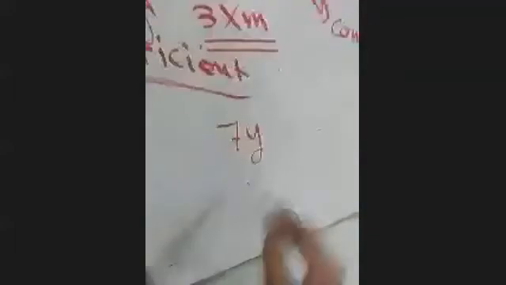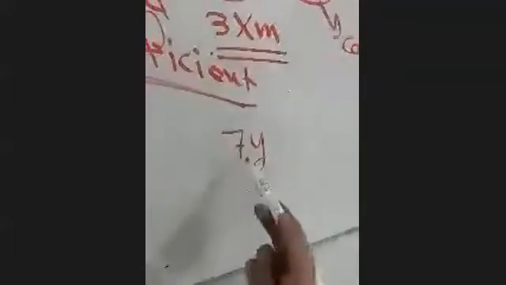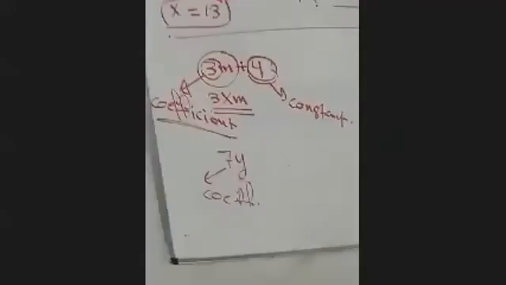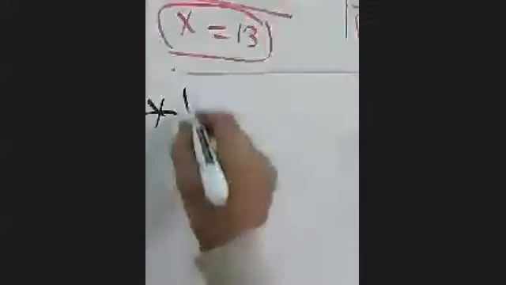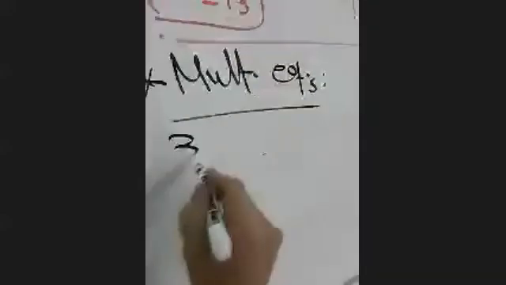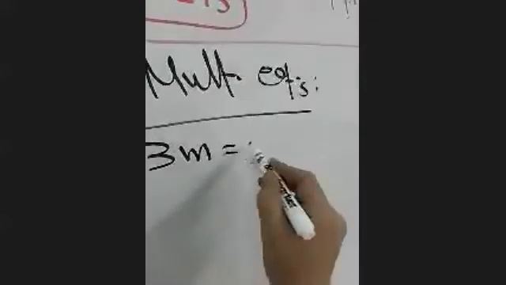So if we have something like 7y, this is multiplication, 7 multiply y. The 7 is the coefficient. Now, what's the form? Or if we have a multiplication equation, what we will do? Now, for example, in the multiplication equations, for example, 3m equal 21.